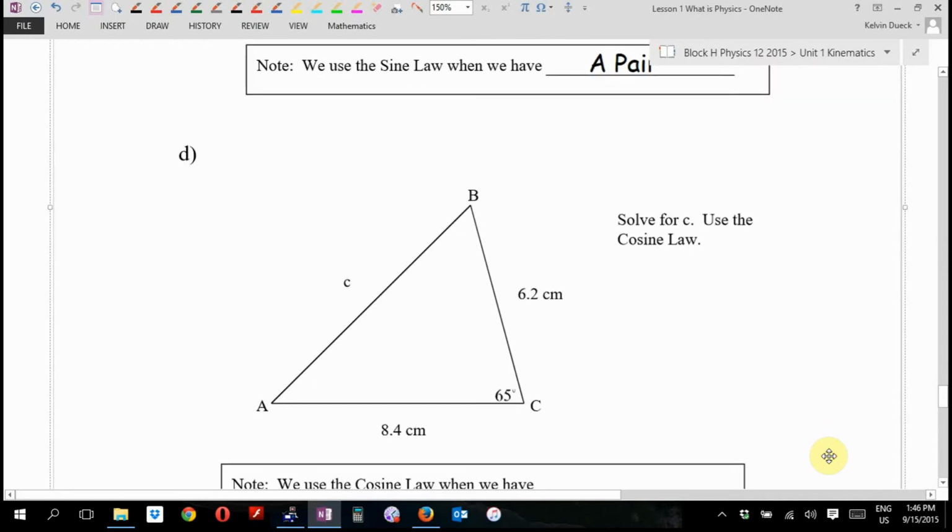I would glance at this. I go process of elimination. Is there a right angle? No, so not SOH CAH TOA. Is there a pair? Boom, boom, boom. Nope, that is cosine law. Has to be, or it's not solvable. What is the cosine law, you ask?